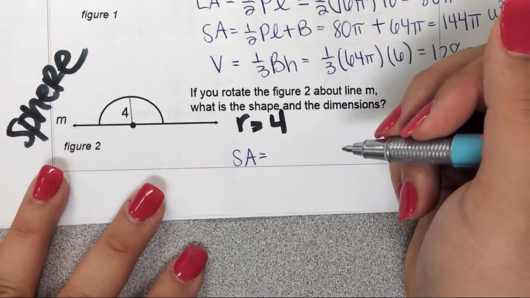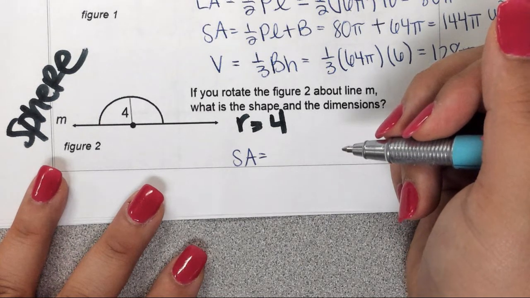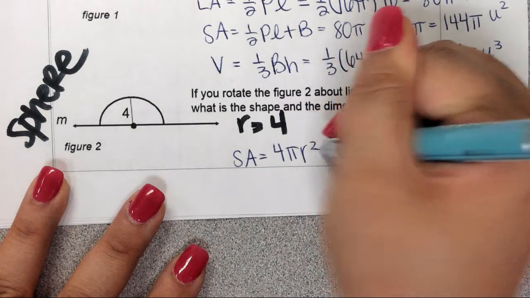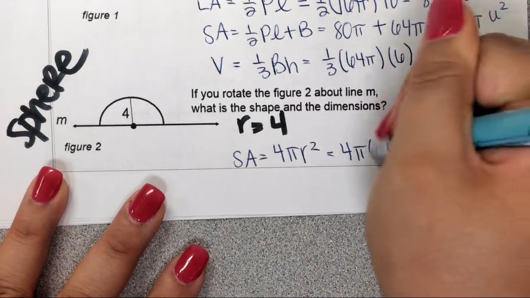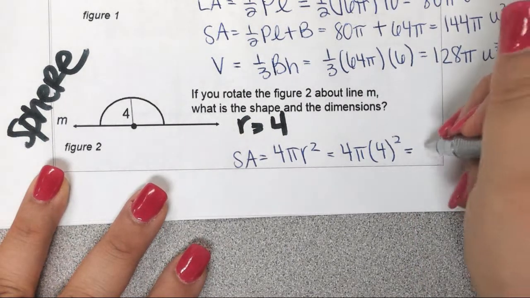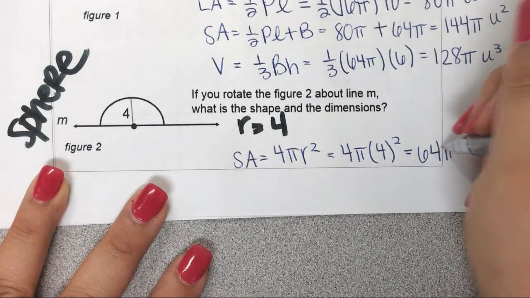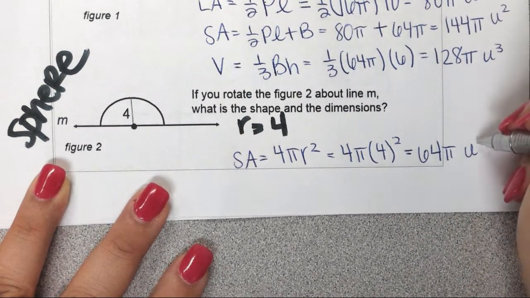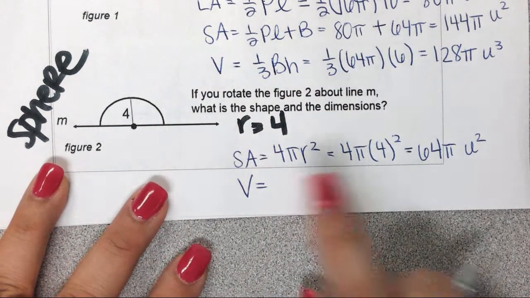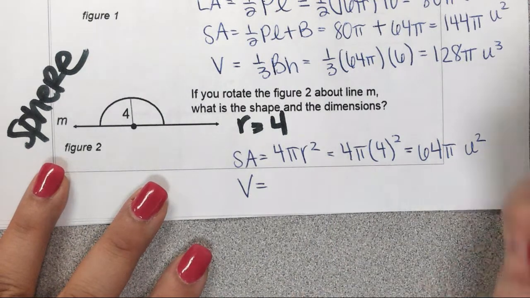Spheres. 4 pi r squared. So 4 pi, what's my r? 4 squared. What is that going to give me? 16 times 4 is 64. And for my volume, because remember, a sphere doesn't have lateral, what's my formula for volume of a sphere?